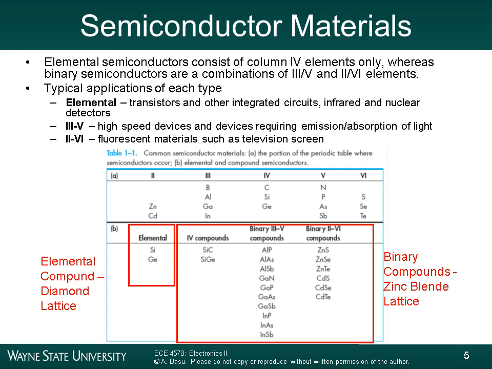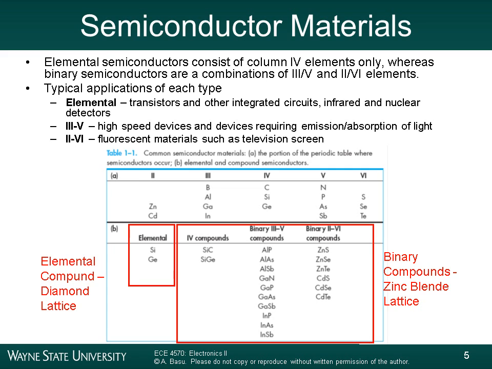Now let's take a look at the periodic table. So where do semiconductor materials fall? In the periodic table, you have all these columns, but we're focused in on columns 2 through 6. Most of the simple semiconductors, the elemental ones, are made up of materials that are in column 4.